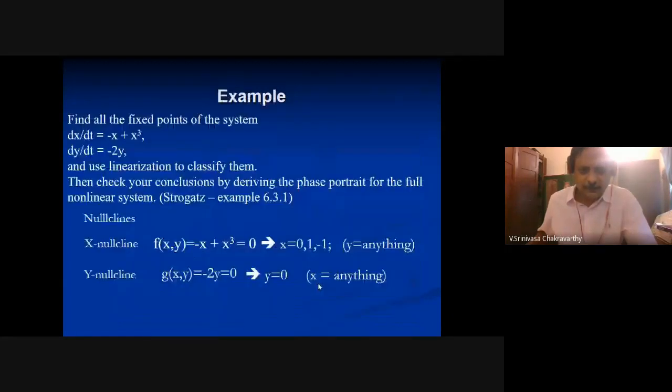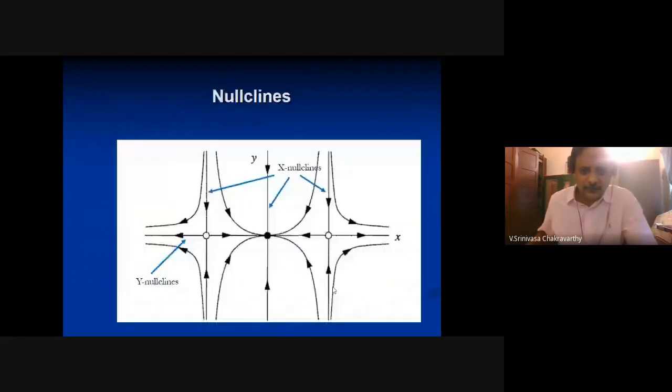Similarly, if you take g of x comma y, y is 0, that is, y is 0, x is anything, that is obviously the x-axis itself. So these three form the x null plane or x null planes. The x-axis is the y null plane. Now, where do they intersect? At 3 points. So you have 3 fixed points.